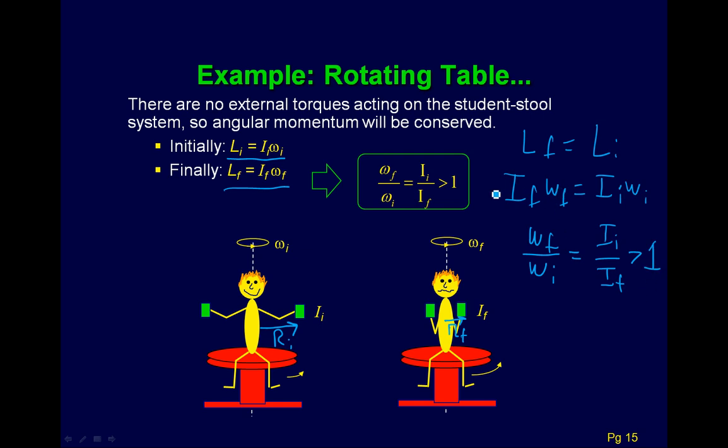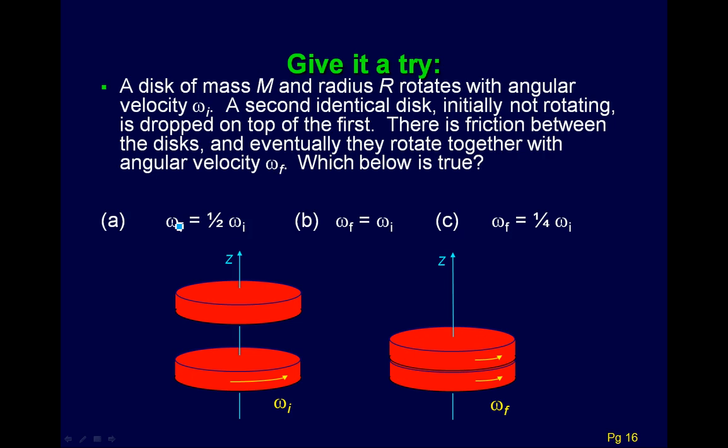And so since I final goes down, in order for the multiplication of these two to be the same, the omega has to increase. The whole idea with this ice skater is that I omega has to stay the same. So if I decreases, omega has to increase. And that's what you see happen. When the ice skater brings in their hands, they go faster.